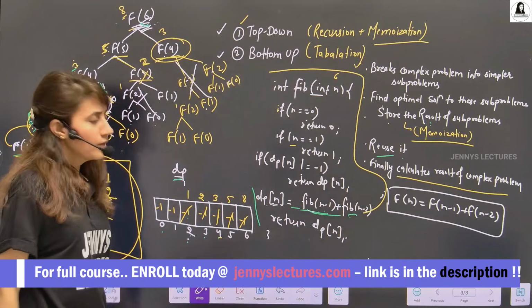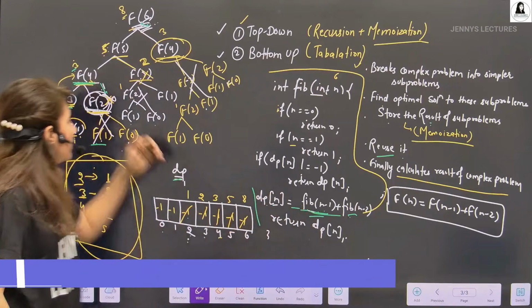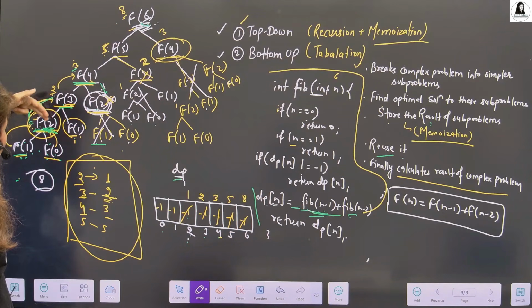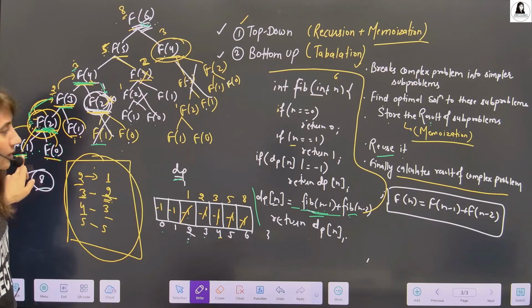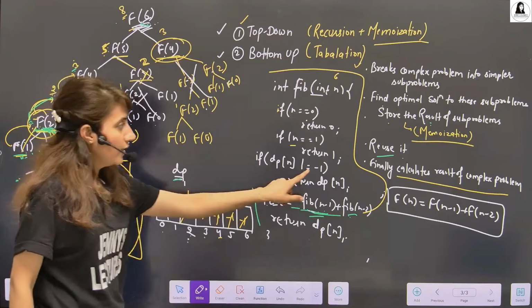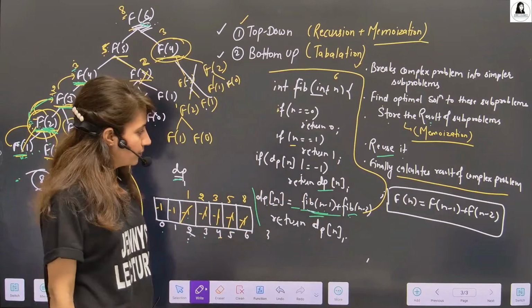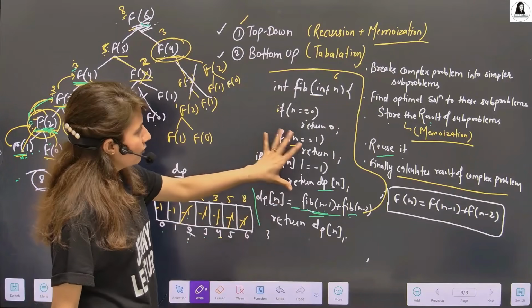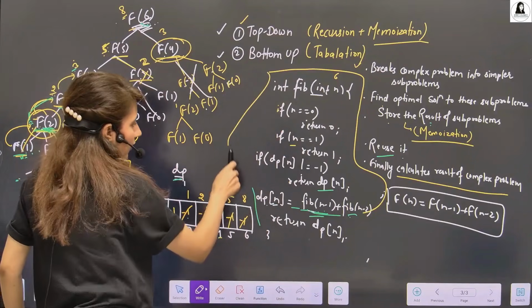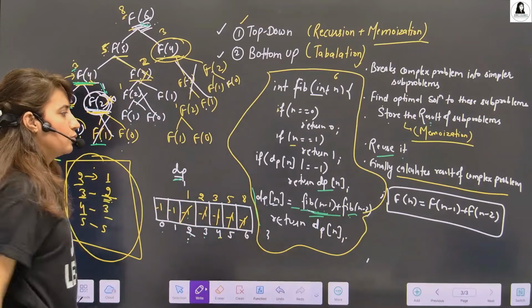Simple. If this value is minus 1, still minus 1, then you call recursively, because at starting everyone is minus 1, minus 1, minus 1. So at least you have to call once till here. After that, it's computed and then you will get some values. So there, if it is not minus 1, just return that value. This is how you will modify it. That's how we have used dp to solve this recursion, this Fibonacci series problem.